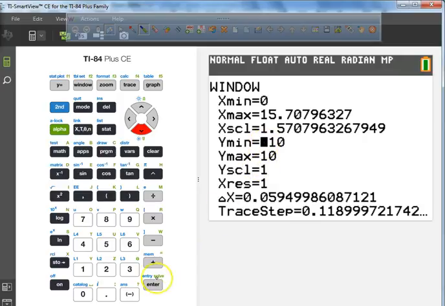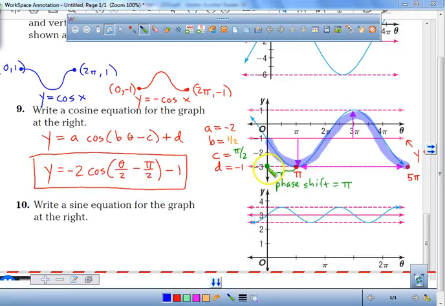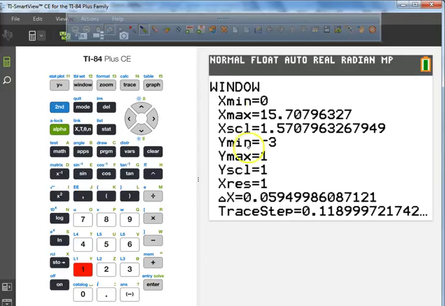Now my y minimum, I'm going to start at a negative, well, not negative 11, sorry. Negative 3, not 13. Negative 3. My y maximum, I'm going to go all the way up to a positive 1. The reason why I'm going from a negative 3 to a positive 1, in case you're wondering, is because the graph goes from a negative 3 all the way up to a positive 1. So I'm going to leave that there.